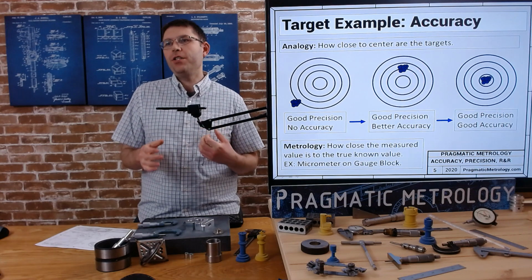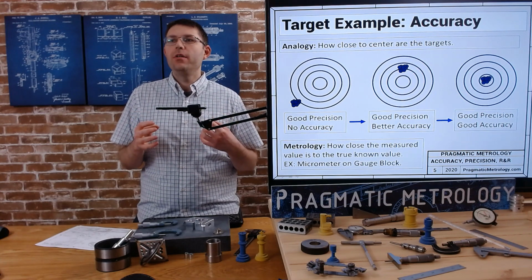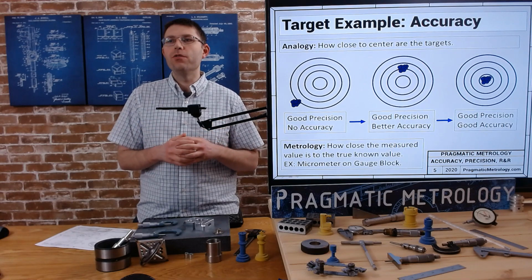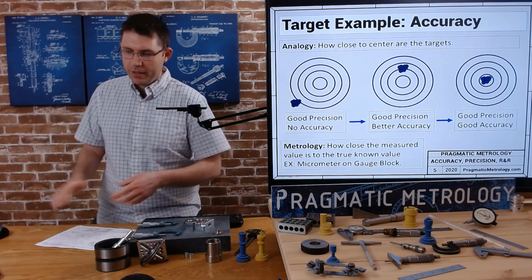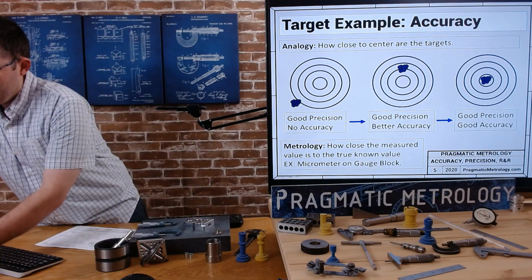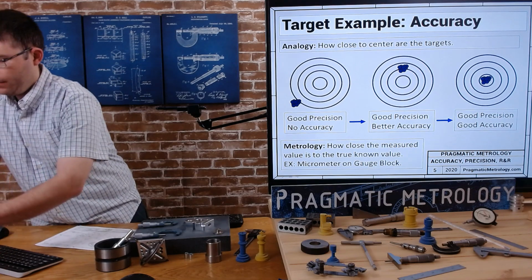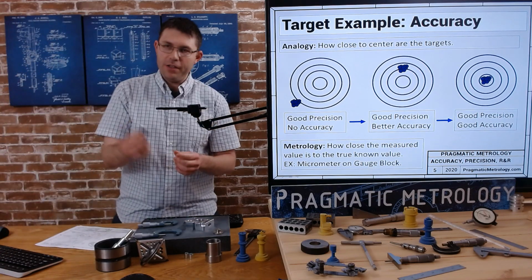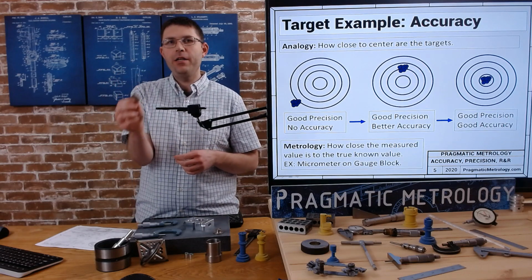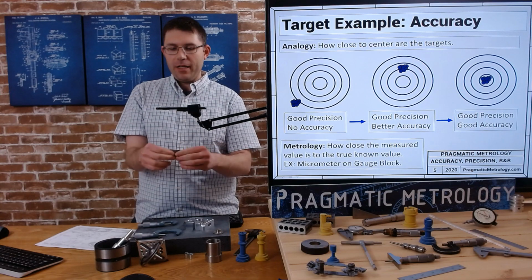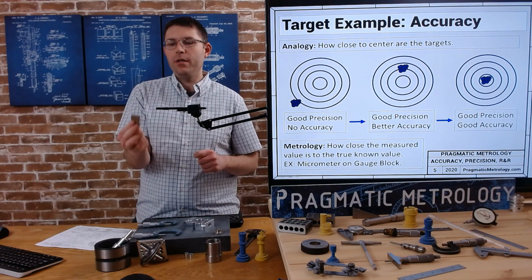So in metrology, accuracy asks the question, how close the measured value is to the true value, the known true value. So if I took an example, I'm going to use a gauge block. I know this is 1 inch, right? It's calibrated. It's been verified by an outside company. This is dead on, 1 inch.